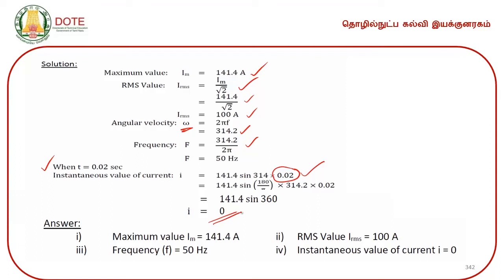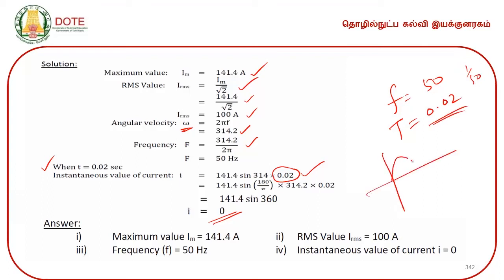So, the instantaneous value of current at 0.02 is equal to 0, because the frequency is 50. Whenever the frequency is 50, the time period is 0.02, 1 by 50 will be the time period. So, exactly at 0.02 second, if you see, this is the time period 0.02. At this point we are going to calculate the value of current, which is 0. Just by seeing the diagram itself, we know that I is equal to 0 exactly at 0.02 second.